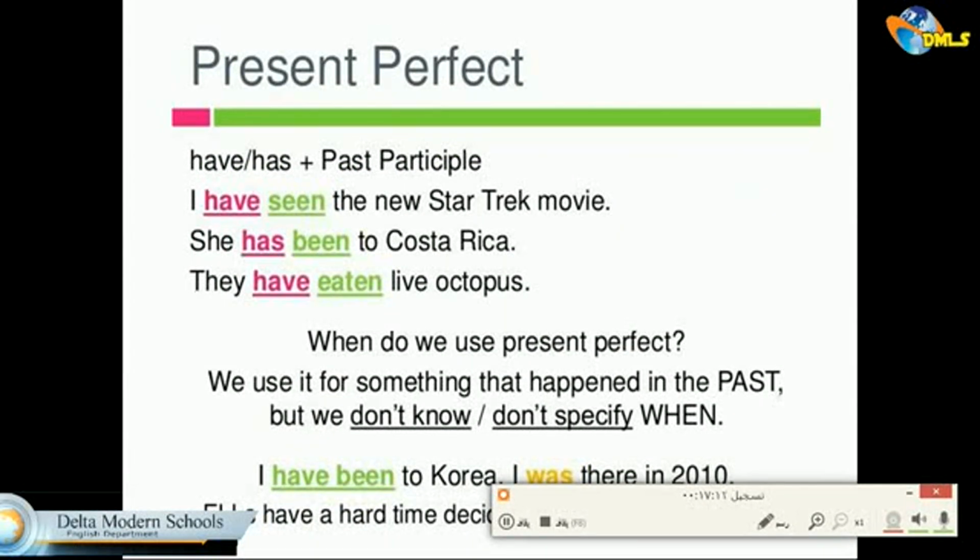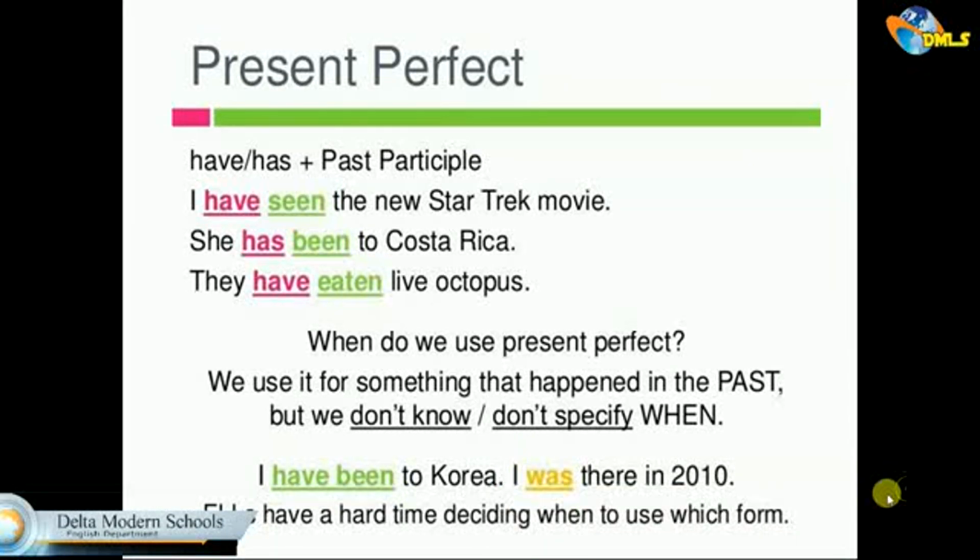And don't forget the form, as we use have or has plus past participle. As we have here, I have seen the new Star Trek movie. She has been to Costa Rica. They have eaten live octopus. Maybe delicious for some people. Again, when do we use it?